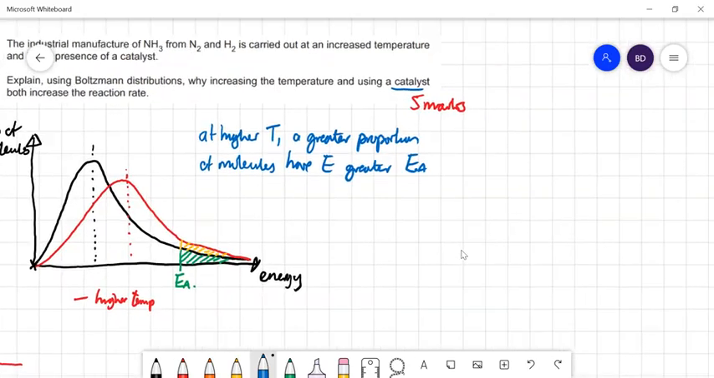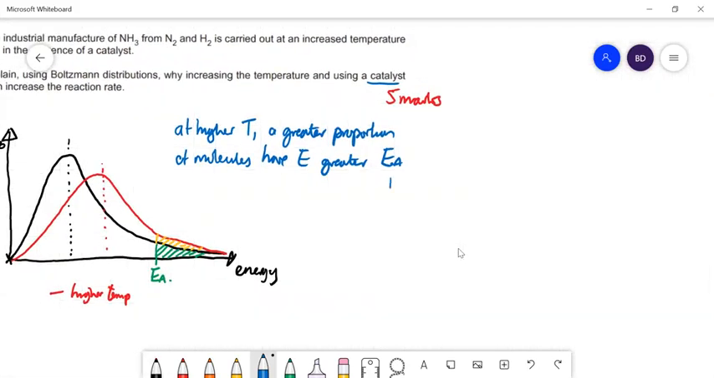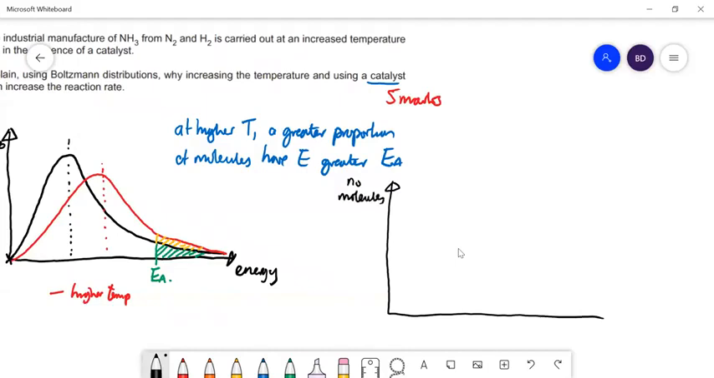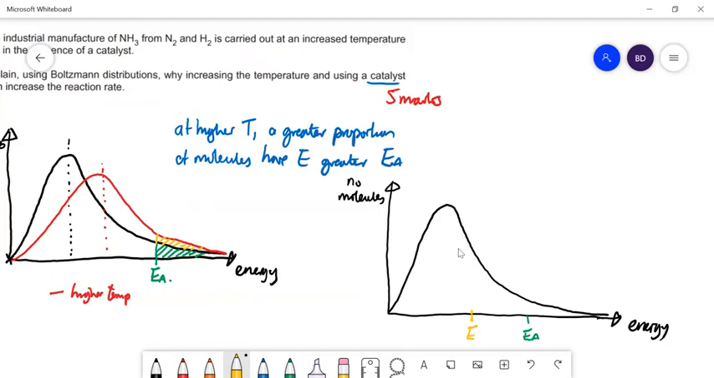So I'll draw another Boltzmann curve for the catalyst, that in black. So once again, we want the number of molecules, and we want the energy of the molecules there. So at one temperature, you're going to have a Boltzmann distribution like that. Let's say that the activation energy here is normally there. But if you use a catalyst, what the catalysts do, they lower the activation energy. So let's say it's there.